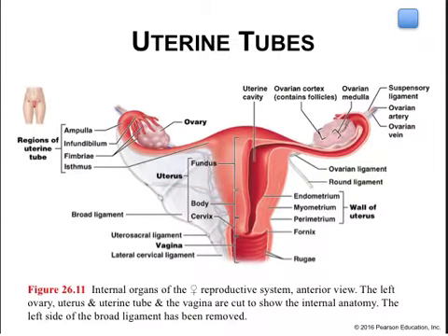If we look at an anterior view, we note that the ovaries are the paired female gonads found on the lateral walls of the pelvic cavity that make ova. These are the eggs, the female gametes. They secrete hormones such as estradiol, estrone, estriol, as well as progesterone, inhibin, and relaxin.